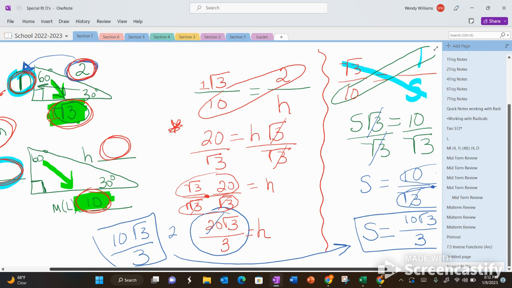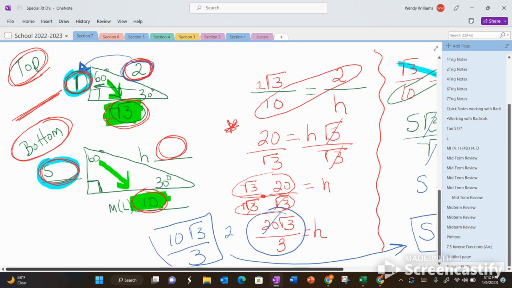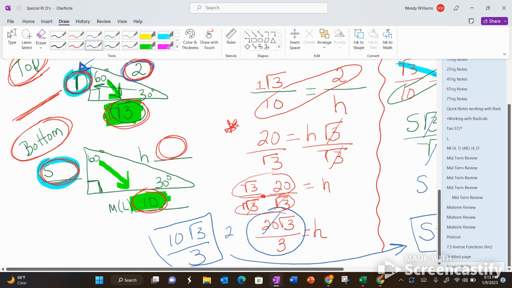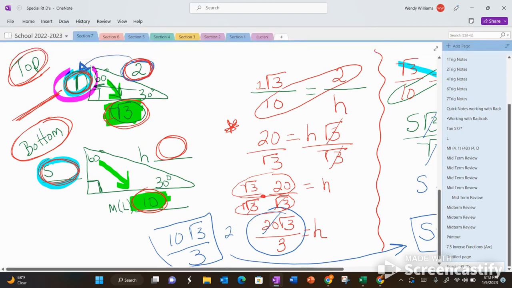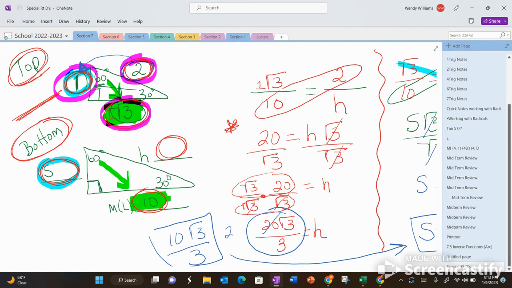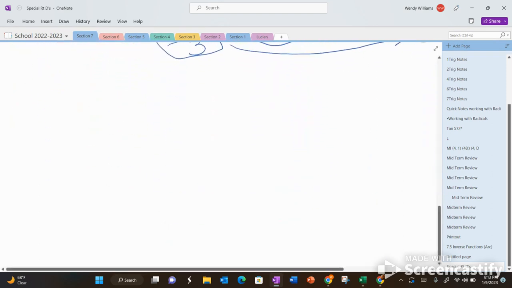That is the beauty of special right triangles, and that's why they call them special. Because they're proportional, we could use the proportions that every 30, 60, 90 has. 1, square root of 3, 2. Now we're going to do the same thing with 45, 45.